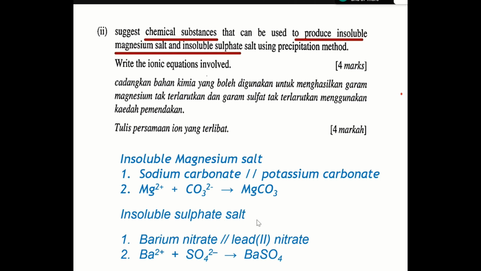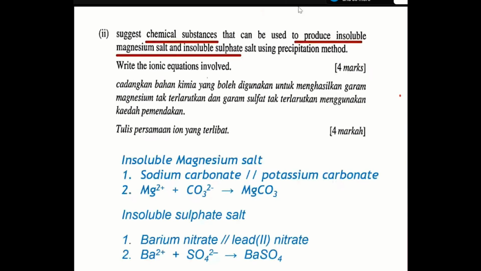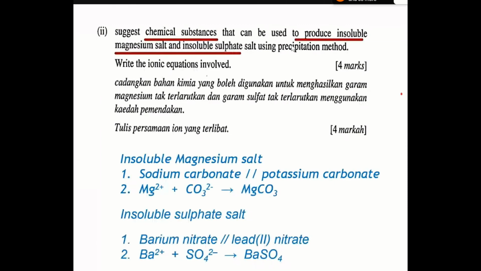For the insoluble sulfate, it can be barium sulfate, calcium sulfate, or lead(II) sulfate, right? So you're going to choose the suitable chemicals that can react with the sulfate ion to form the insoluble sulfate salt. So barium nitrate, sodium nitrate, calcium nitrate. When you react with the sulfate ion, it can come out with the formation of the insoluble salt. So point one is given for the name, and point two is given for the ionic equation.